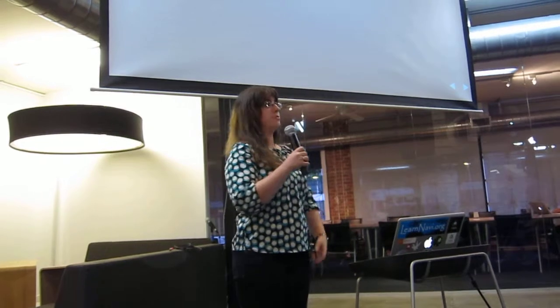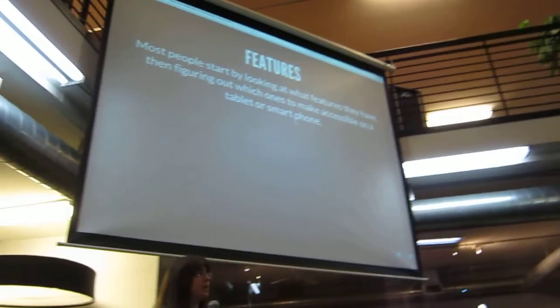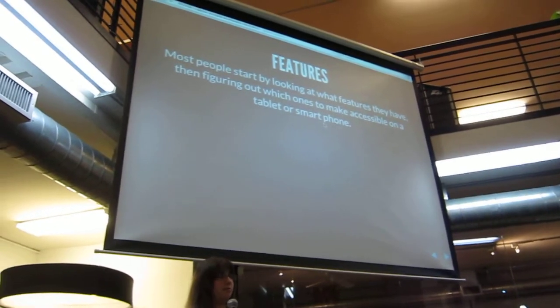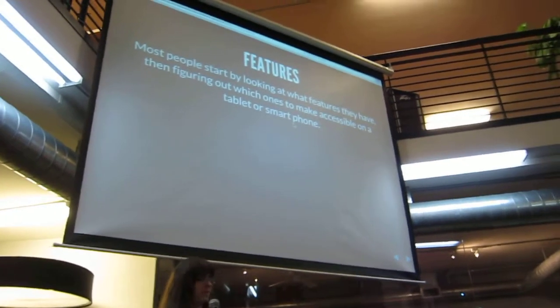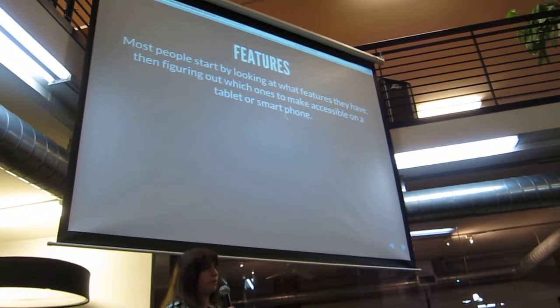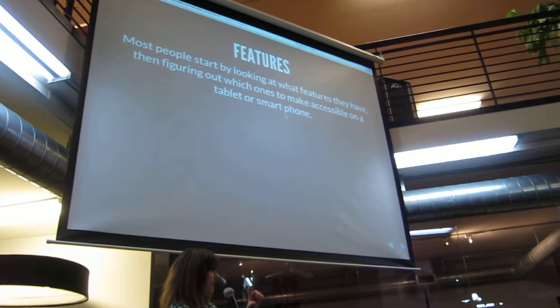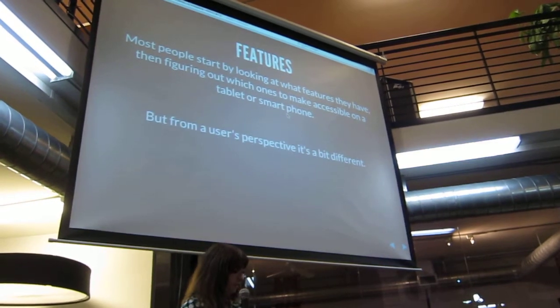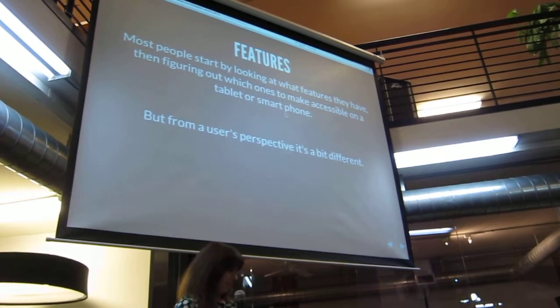You think about features. What does my product, site, whatever, do? Most people start out by looking at what features they have and then figuring out which ones to make accessible on a tablet or smartphone. Like, users probably will not be uploading video from their iPhone. Simple. But from a user's perspective, it's a bit different.